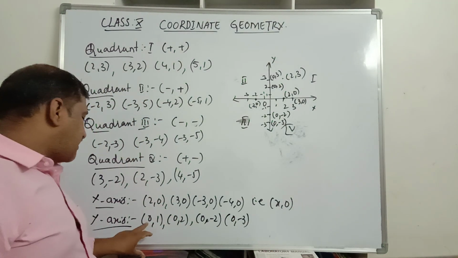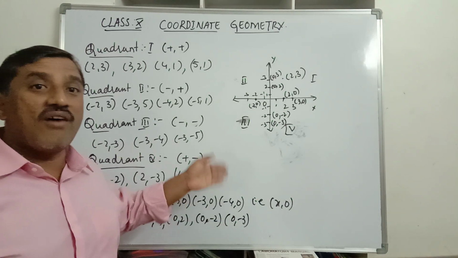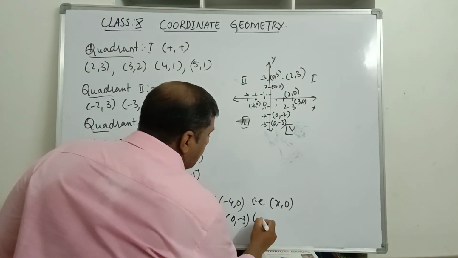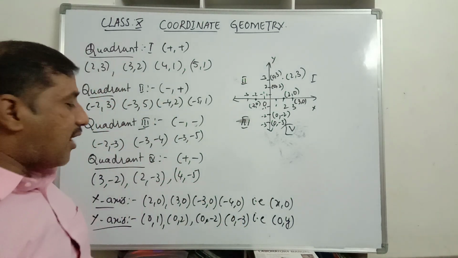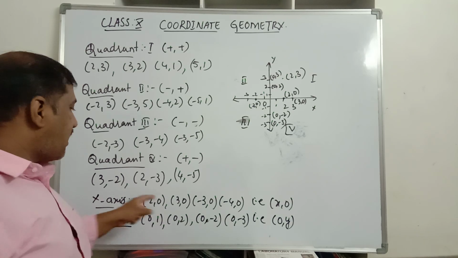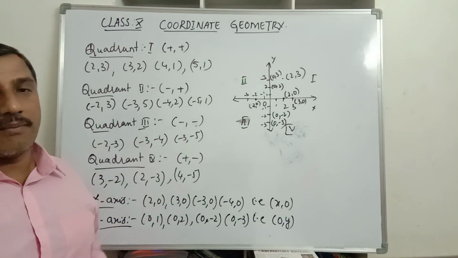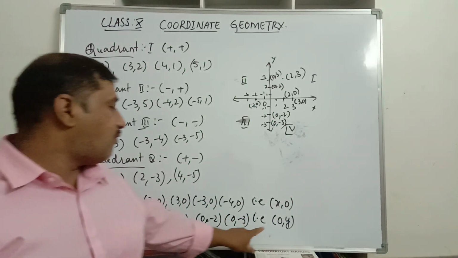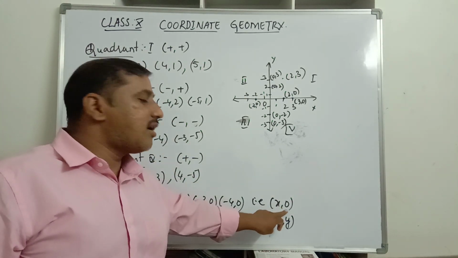A point on the y-axis, its x coordinate is 0. Therefore, in general, the point on the y-axis is (0, y). So, a point on the x-axis is (x, 0). A point on the y-axis is (0, y), where a point on the y-axis, x coordinate is 0. A point on the x-axis, its y coordinate is 0.